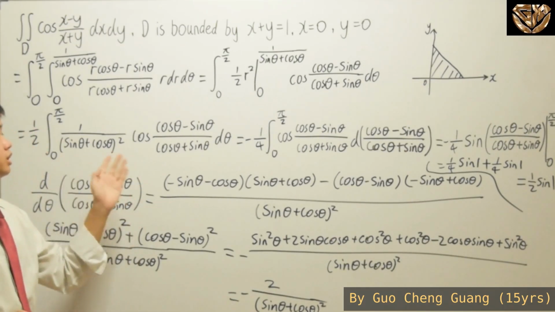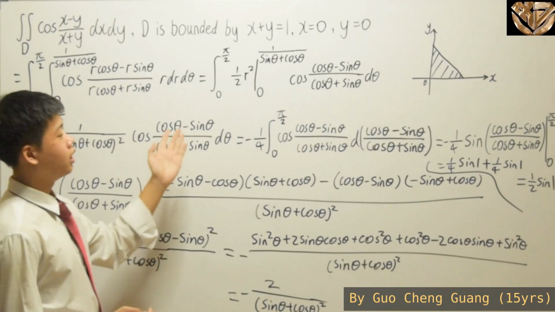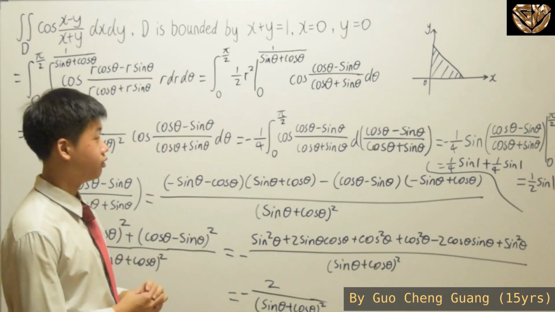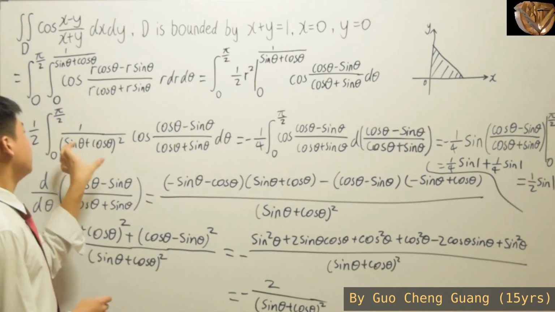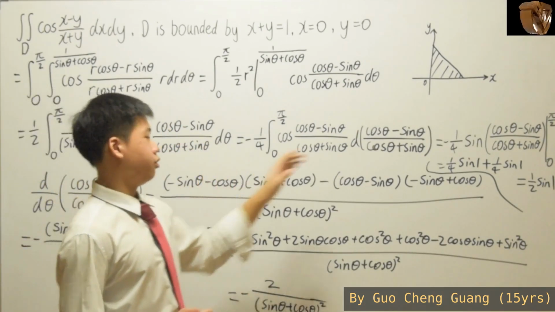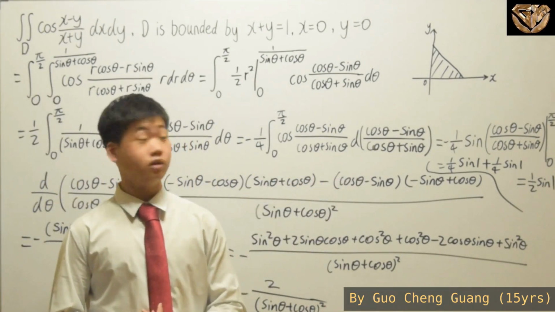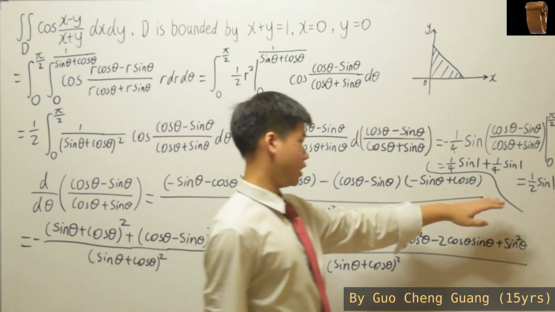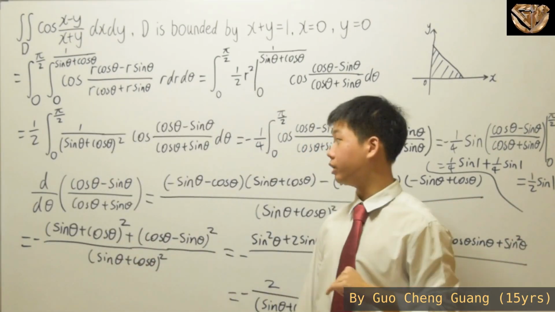So this is one of the ways that you could use to determine how you could integrate this function. And of course, after you realize this entire term in front could be put inside the d theta, you will just do your integration normally. And at last, arrive at an answer of half sine 1.